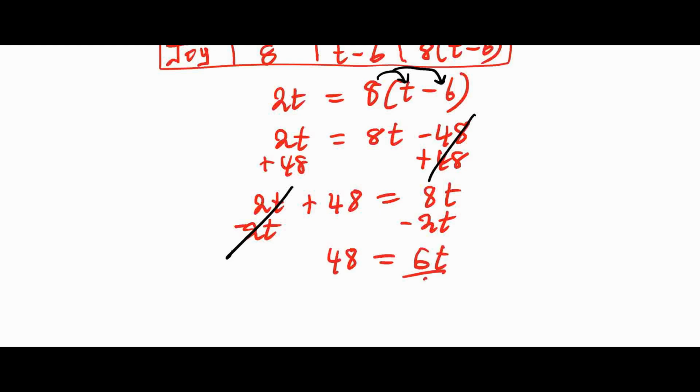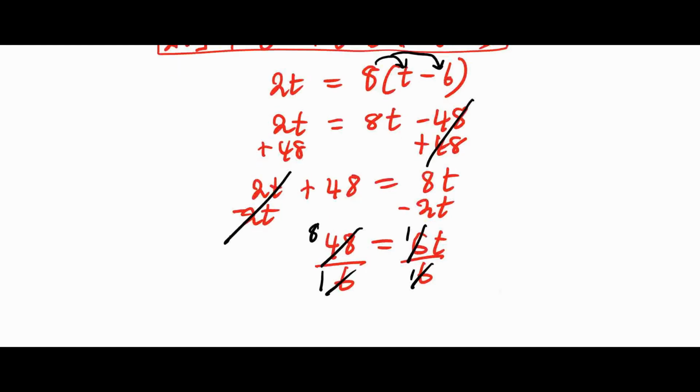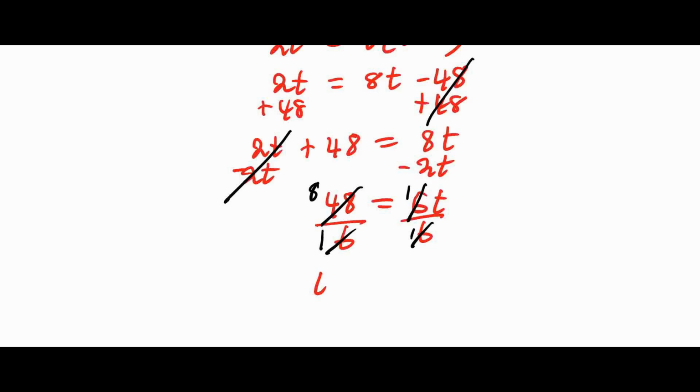So now divide both sides by 6, and 6 divided by 6 is 1, and 48 divided by 6 is 8. Therefore, T equals 8 hours.